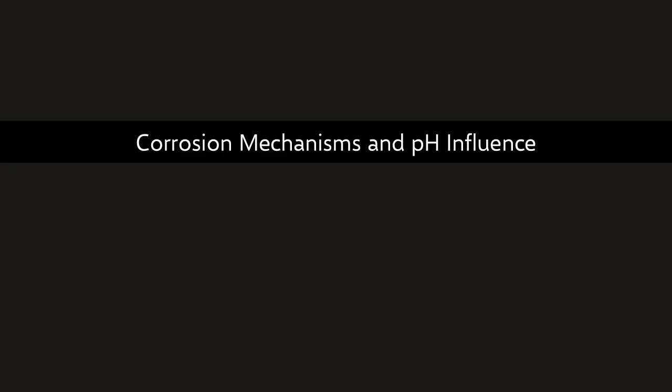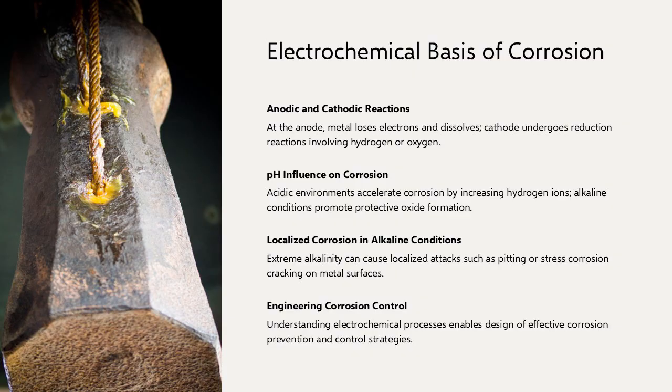Electrochemical basis of corrosion, impact of pH on different materials. Corrosion is fundamentally an electrochemical process involving anodic and cathodic reactions. At the anode, metal atoms lose electrons and dissolve into the environment, while at the cathode, reduction reactions occur, often involving hydrogen or oxygen. The pH of the environment influences these reactions by altering the availability of hydrogen ions and hydroxide ions. In acidic conditions, high hydrogen ion concentration accelerates cathodic reactions, increasing corrosion rates.